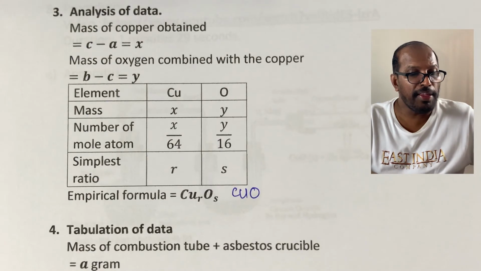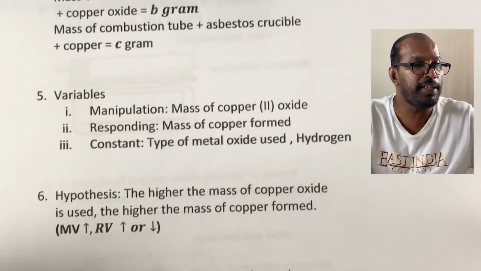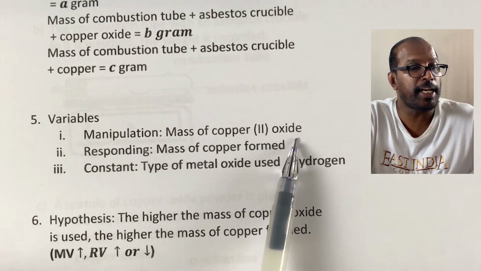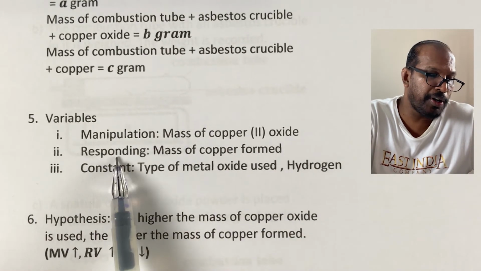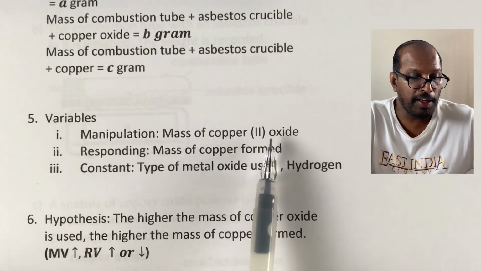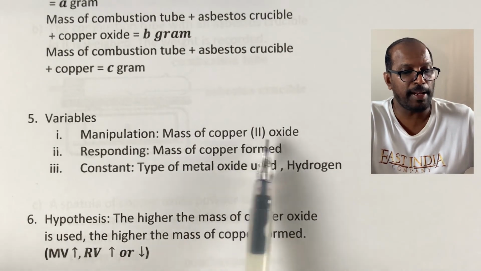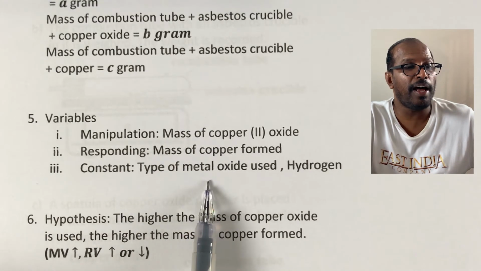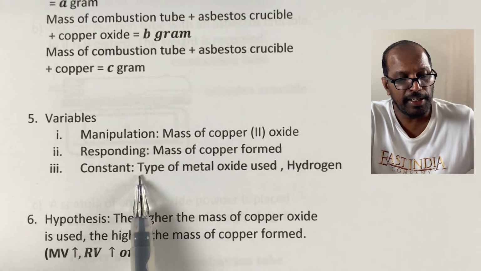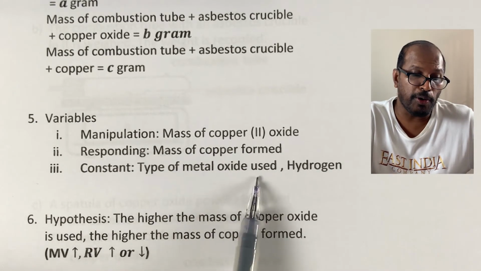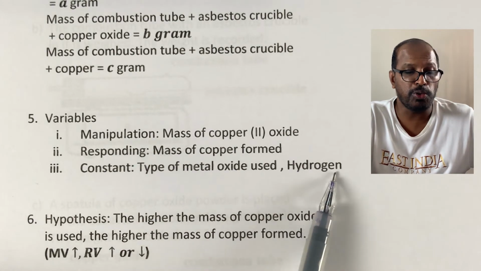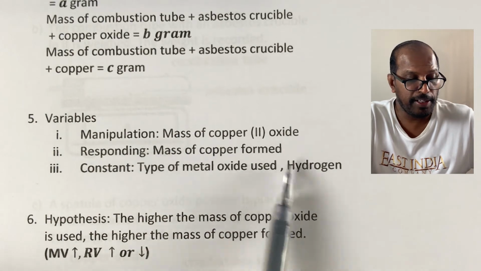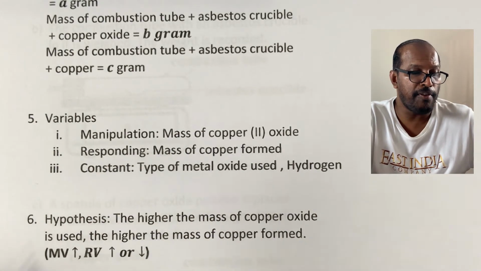Okay. Now, what are the factors that we manipulated in this experiment? The variable that we manipulated here is the mass of copper oxide that we used, and the responding variable is the mass of copper that is formed. If you change the mass of copper oxide, that means you're going to change the mass of copper formed. And what are the other things that we kept as constant variables here? It's the type of metal oxide we use. We are using copper oxide here, and also hydrogen. We are supposed to use hydrogen as a gas to reduce the copper oxide. These two are the constant variables.